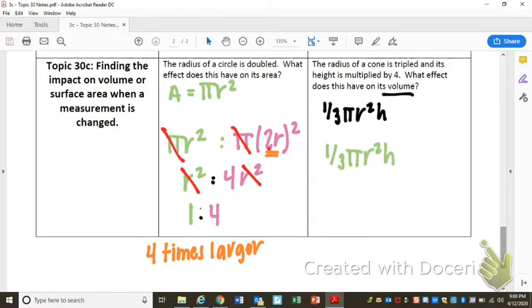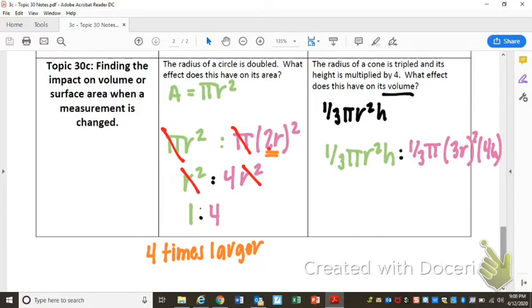But we are tripling the radius and multiplying the height by 4. So now we have to add in those factors. So we still have 1/3. That doesn't change. Pi doesn't change. R is now being tripled. So instead of just r, it is now going to be 3r squared. And then h is being multiplied by 4. So now we're going to have 4h.